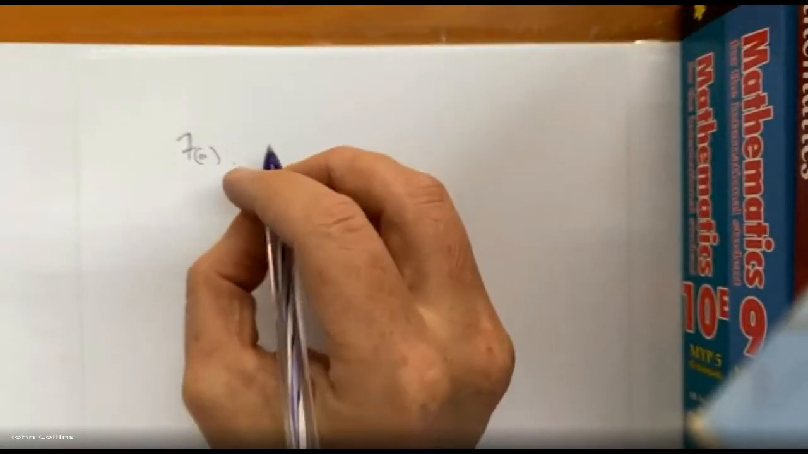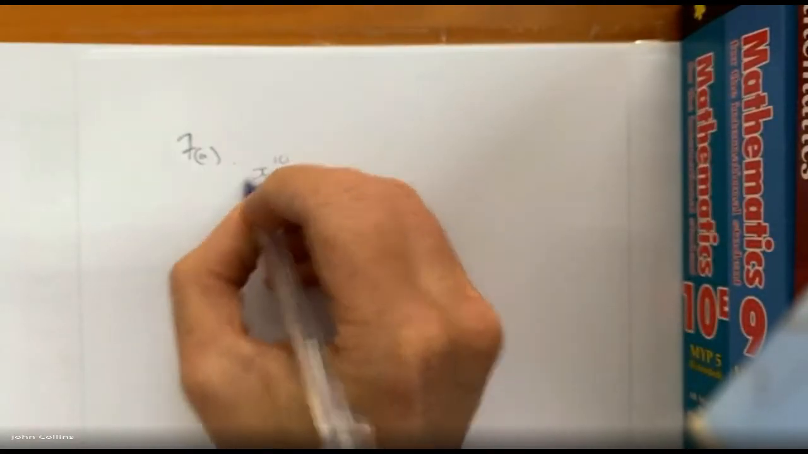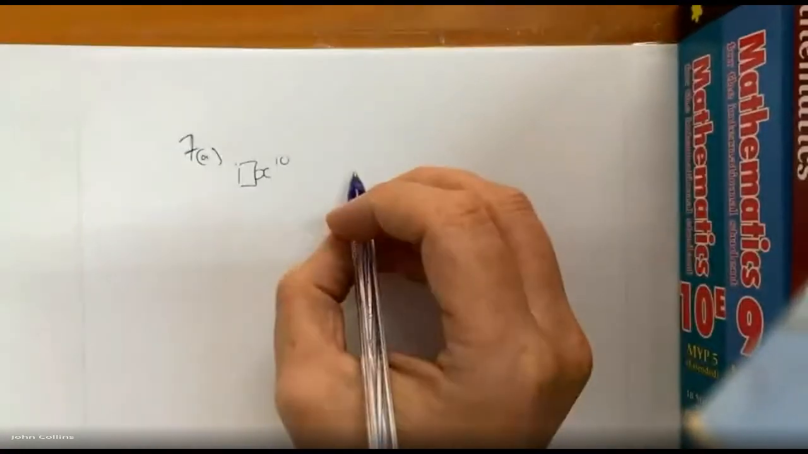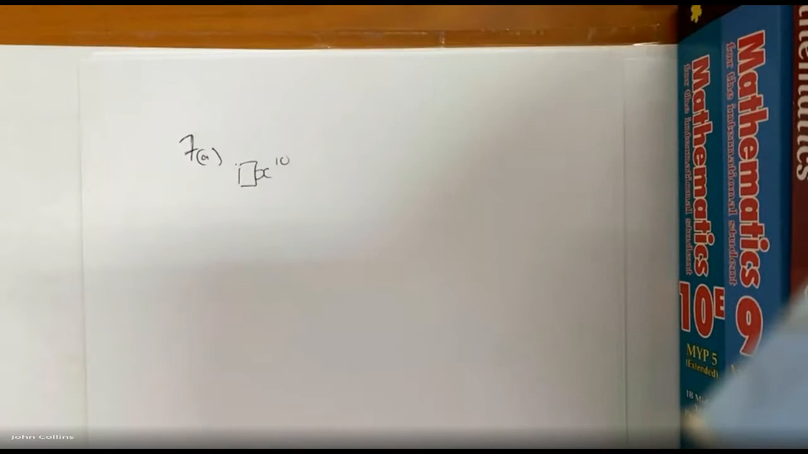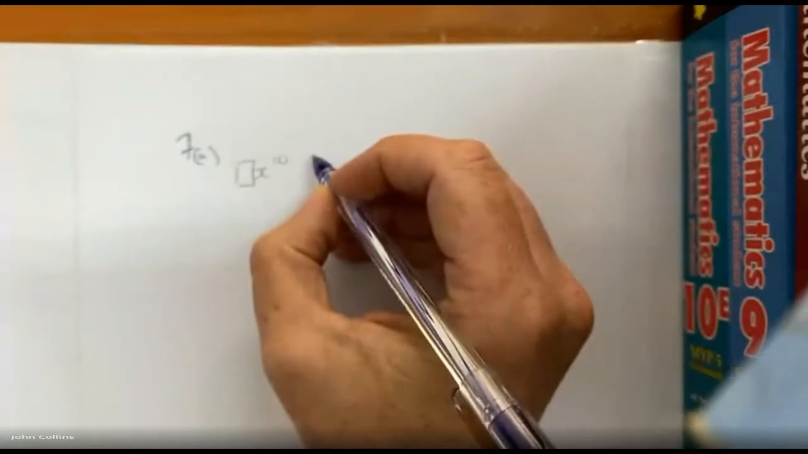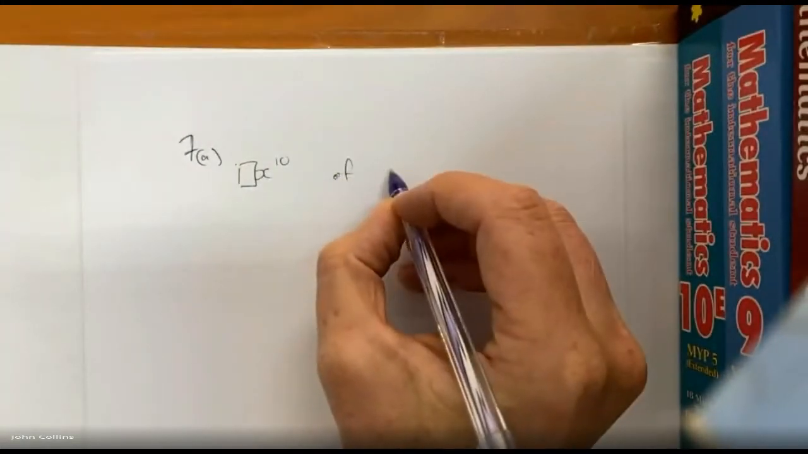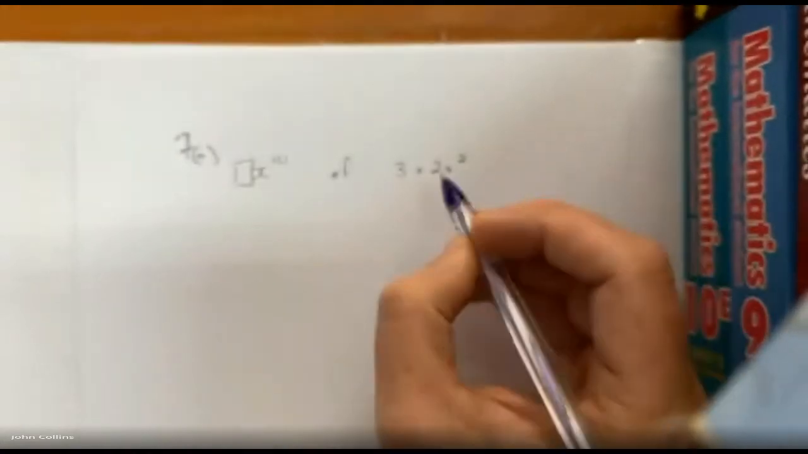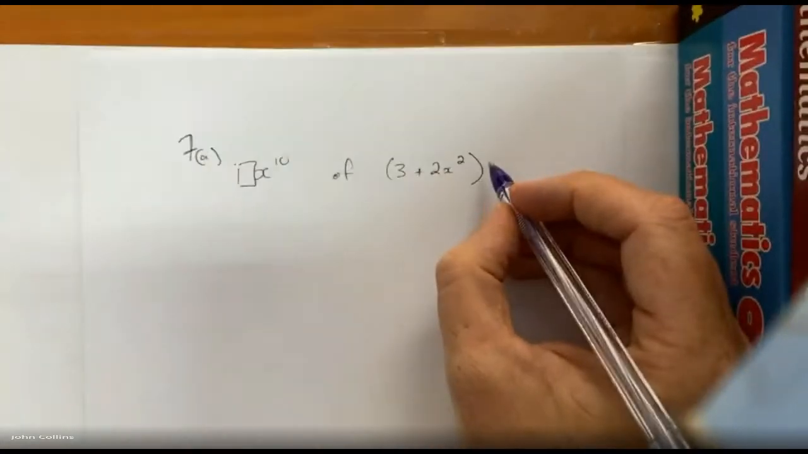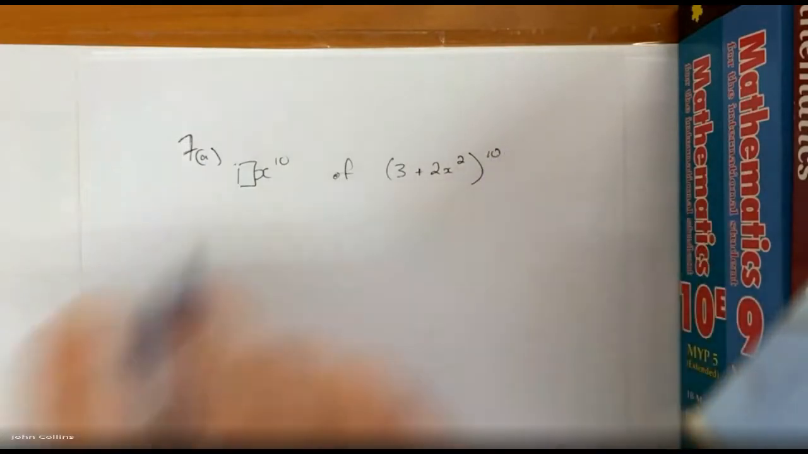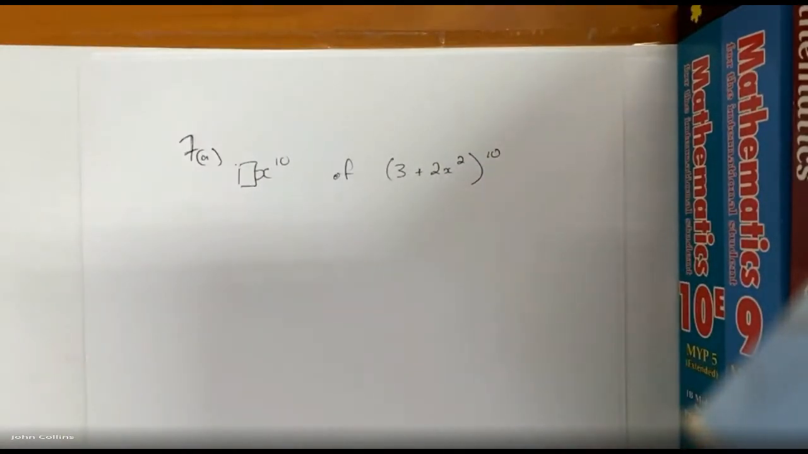So they want to find the coefficient of x to the 10, so that'll be the number here in front of the x, of this expansion. Okay, so that's the first question here. All right, so we'd have to start thinking about what the general term of this expansion is.